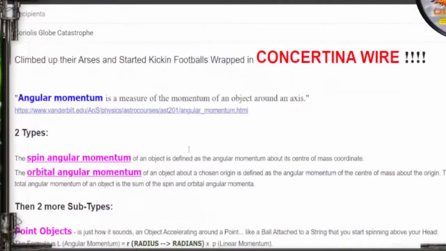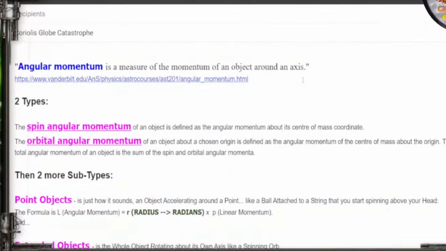It's going to get worse down below. So angular momentum, what is it? They don't know what conservation is, and they definitely don't know what angular momentum is. Angular momentum, from Vanderbilt, by the way, is a measure of momentum of an object around an axis. That's pretty easy. Pretty simple, right?